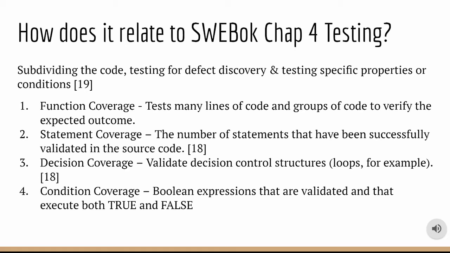Subdividing the code, testing for defect discovery, and testing specific properties or conditions are all topics mentioned in Sweetbox Chapter 4. Function coverage, which is another type of code coverage, tests many lines of code and groups of code to verify the expected outcome. This type of code coverage, along with the others listed and mentioned previously by Lou, go hand in hand with the above mentioned topics.